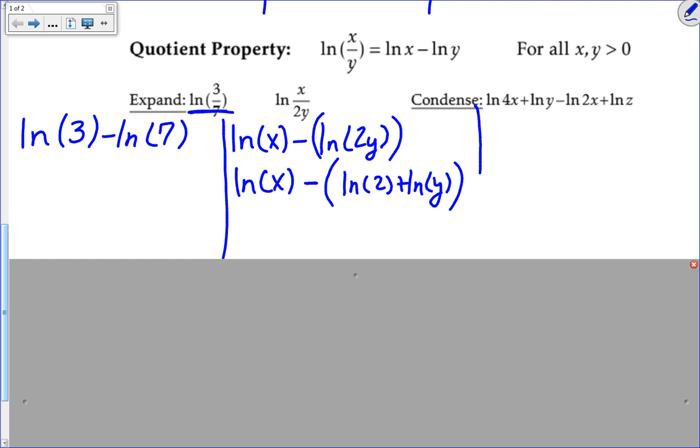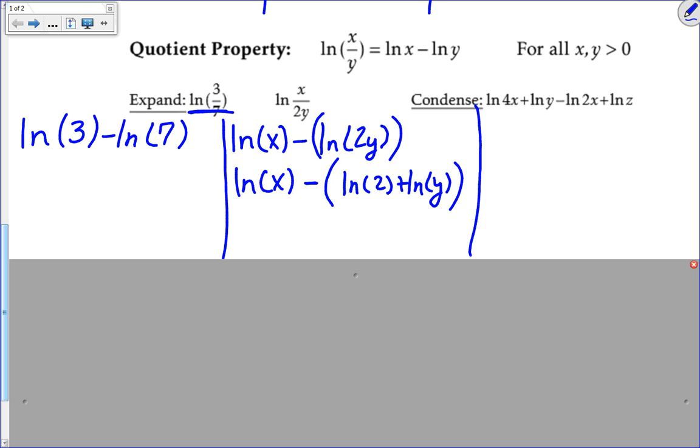Okay? And that's going to be as simple as we could go. Any questions on that? Okay, so now we're going to go the other way. If I give you a bunch of natural logs, I want to bring them down together into one.